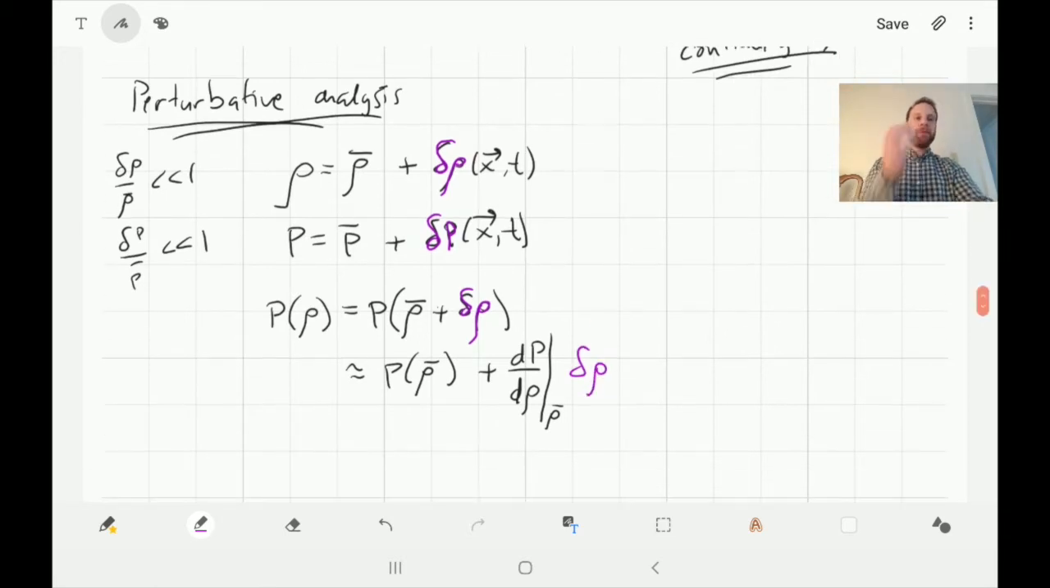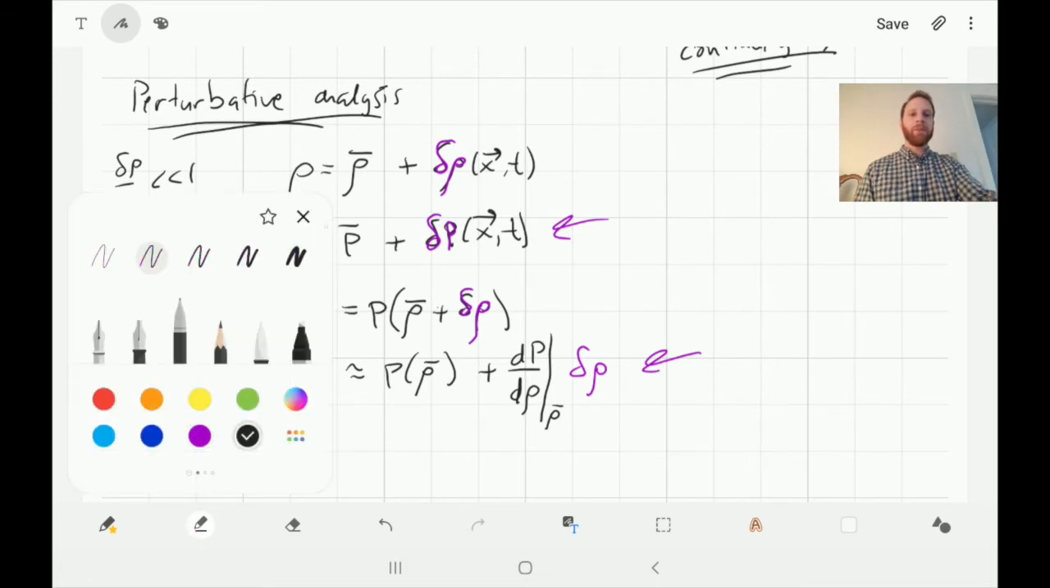Okay, and if you think about it, if you compare this line to this line, that means that this first term, this leading 0th order term, needs to be apparently the average pressure. Now let me just maybe color code this a little bit better.